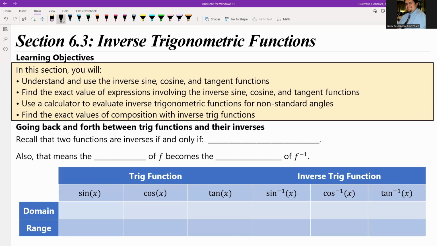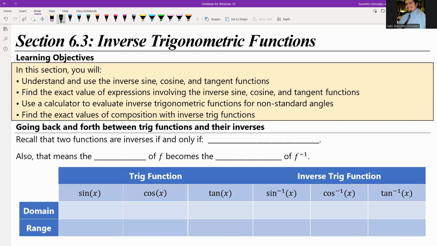If you guys remember from the first chapter, things in mathematics that have inverses are very nice. So it's nice to be able to define inverses if something has one. So that's what we're going to do here. The three big ones that we're going to be covering here are sine inverse, cosine inverse, tangent inverse.